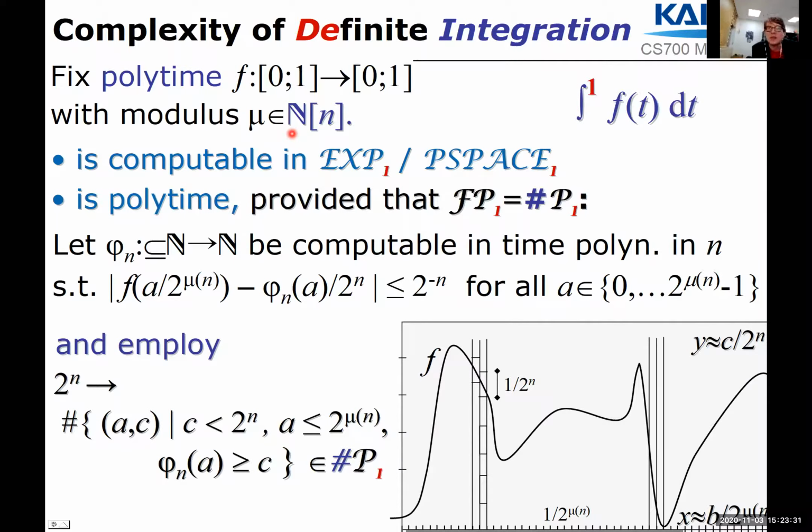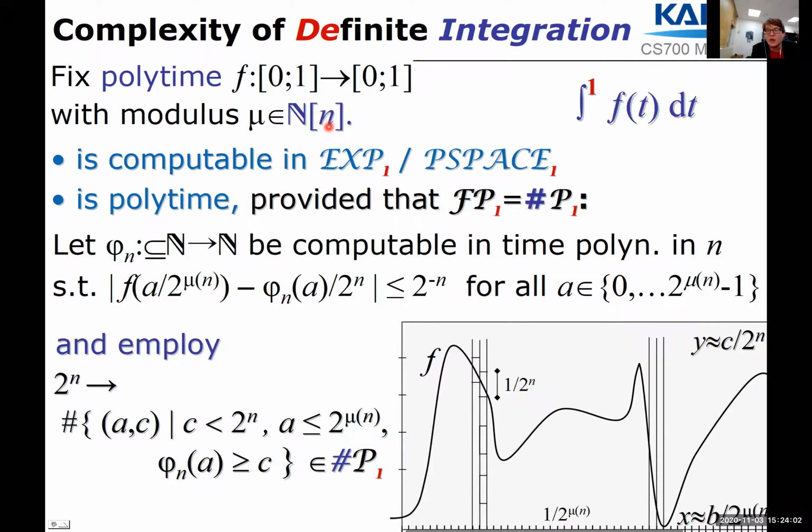Okay. But now, as I've already announced, how about definite Riemann integration? What's the difference between indefinite and definite Riemann integration? Well, definite Riemann integration is a functional. Indefinite Riemann integration is an operator. Definite Riemann integration requires only the function and the error parameter as arguments, not the upper integration bound. And since the function is fixed, actually it's just the precision parameter that is part of the input.